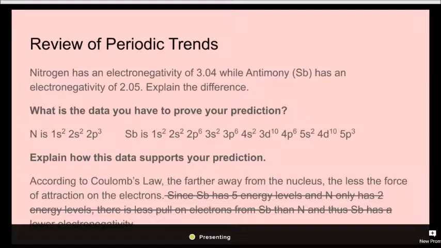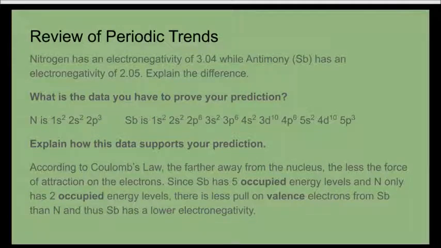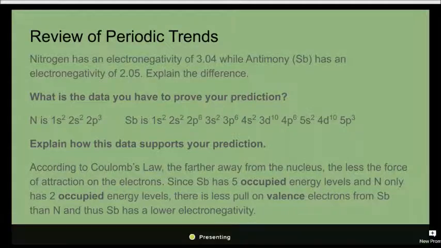So let's see how we can clean this up. I've changed it to, since antimony has 5 occupied energy levels, that's a better way to say that. And nitrogen has 2 occupied energy levels. And then the only other change I've made is to say there's less pull on valence electrons. And electronegativity ends up being very, very important, because it's electronegativity that we use to figure out what kind of bond we are going to have.